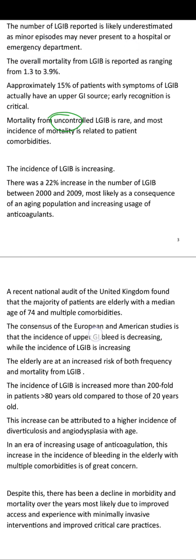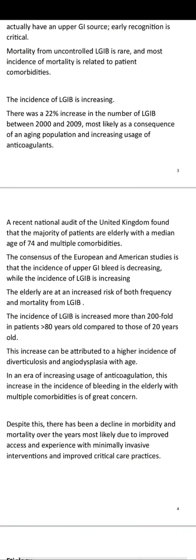Also, I have to add that the incidence of lower GI bleeding is increasing, and we will see why in the next few minutes. But in contrast, the incidence of upper GI bleeding is decreasing. So the incidence of lower bleeding is increasing and the upper is decreasing. Okay.